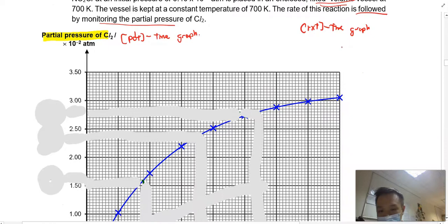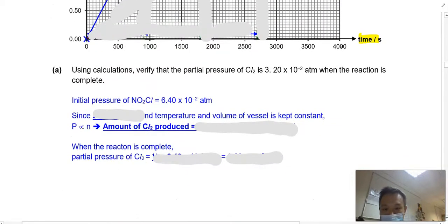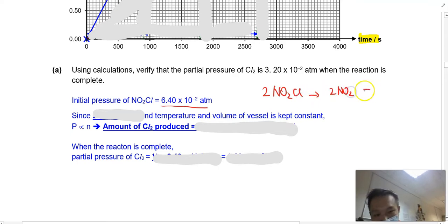Okay, so let's look at the question. Let's take a look at A. Using calculation, verify that the partial pressure of Cl2 is 3.20 times 10 to the power minus 2 atm when the reaction is complete. So this is given in the question, 6.40 times 10 to the power minus 2, that's NO2Cl. The reaction is 2NO2Cl to form 2NO2 plus Cl2. Again, given that all of them are gas.